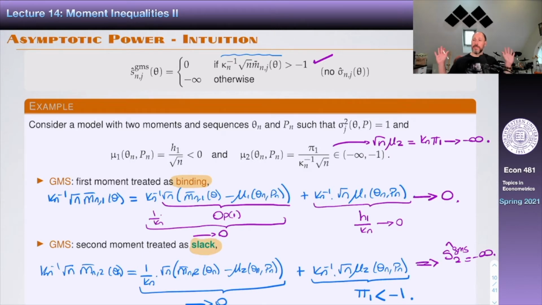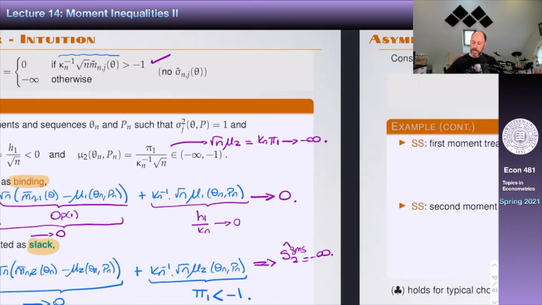Are we good there? So I said the critical value for subsampling has to be larger, because the method with the smallest critical value is the one that is going to have more power. In order for subsampling to be larger, only one thing can happen, which is this moment that we're treating as slack. Subsampling doesn't notice this, and it believes that it is sufficiently close to 0 to treat both as binding. So let's see if that's the case.